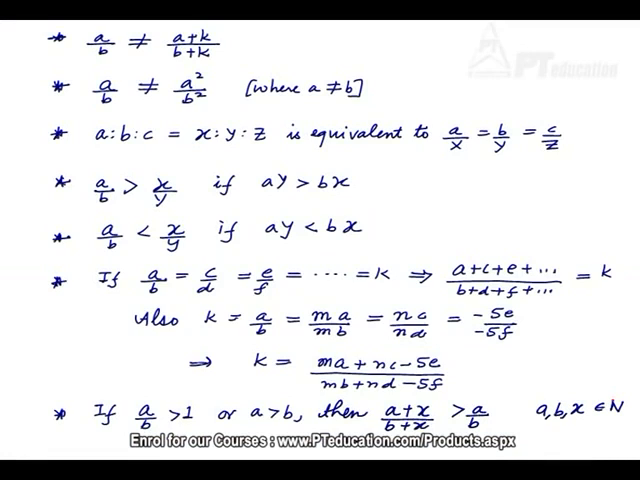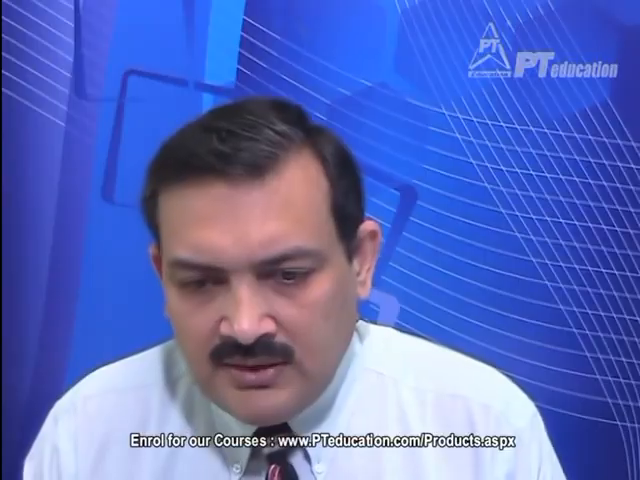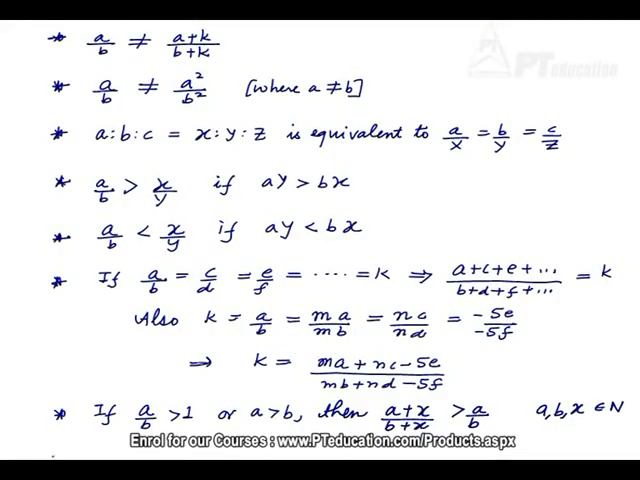Next, if A by B is greater than 1 and A is greater than B, then A plus X upon B plus X will be less than A by B. And here the assumption is A, B and X all are natural numbers. How to prove it? Whenever you have a doubt in ratios like this, just take some values and prove it. Let us say A by B is 3 by 2. It is greater than 1, and A was greater than B. Then A plus X upon B plus X will be less than A by B. Let us take X as 1.